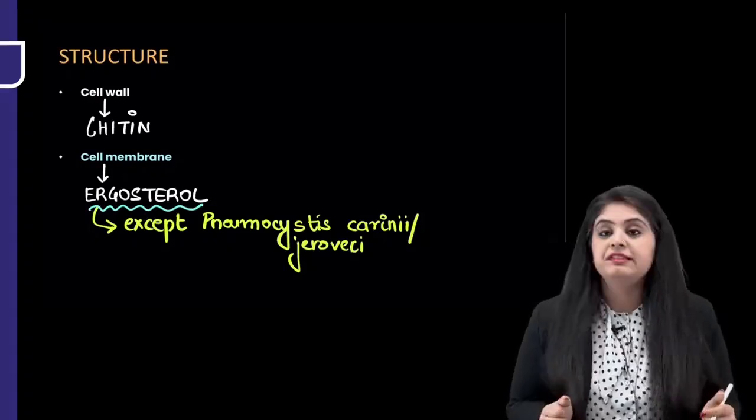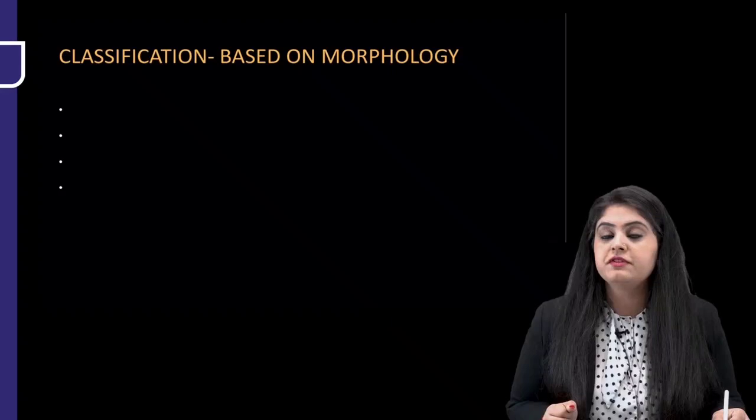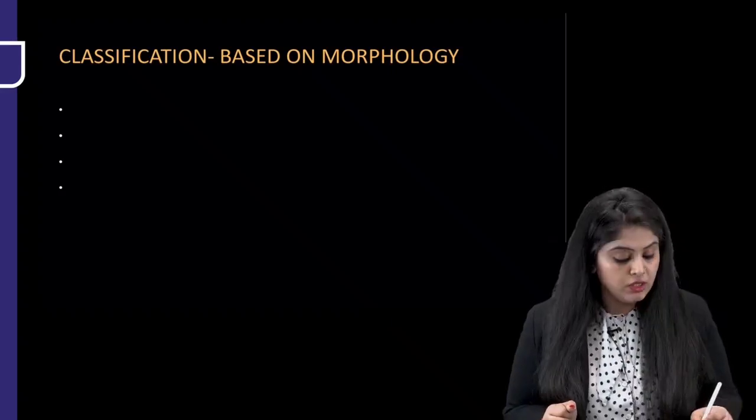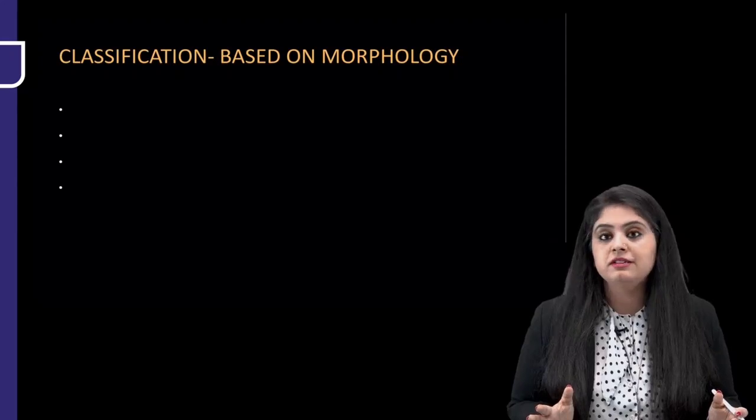Well, this was the basic outline about it. What are we going to go on to next? We are going to start off with the classification based on the morphology. So what do you need to know? There are 4 groups. Now that is how we've classified the entire fungal system.